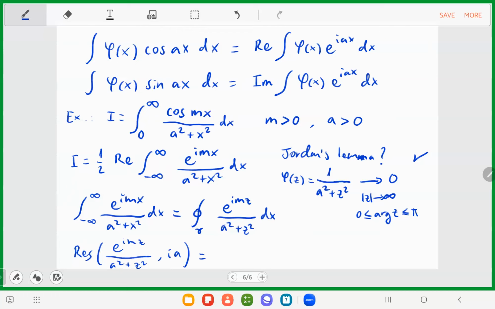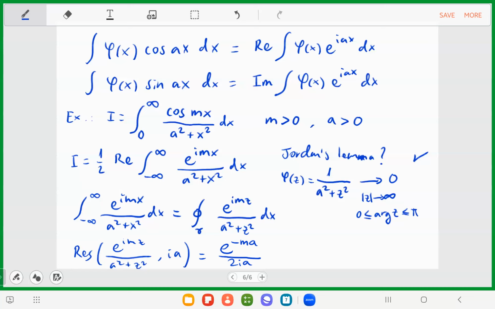And of course, again, multiplying by z minus ia and taking the limit, we get the same as before, but with the exponential of im multiplied by ia. Okay, so it's i squared, minus, multiplied by m multiplied by a. And then the denominator will be the same as before, 2ia. So what you get when you take the limit when z goes to ia, right? So this is the residue.